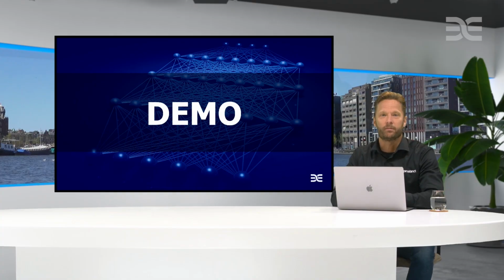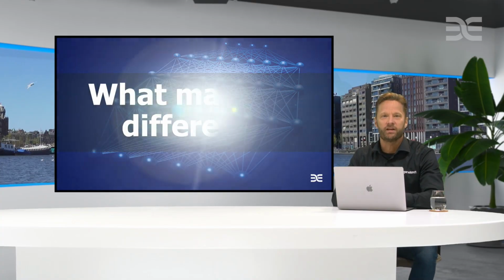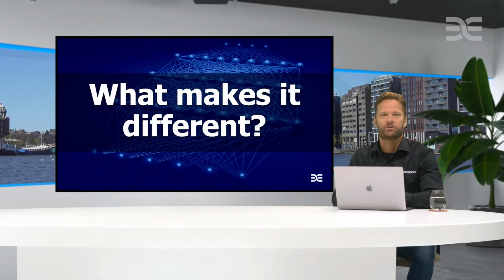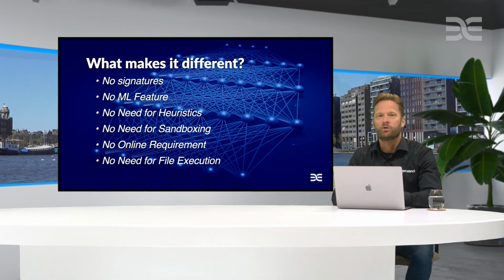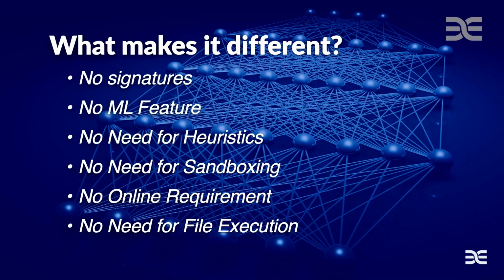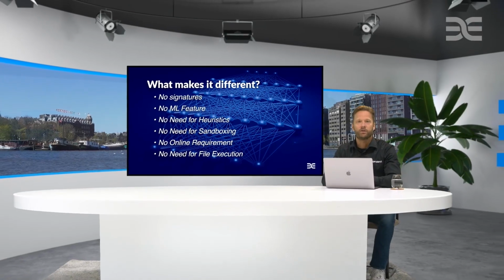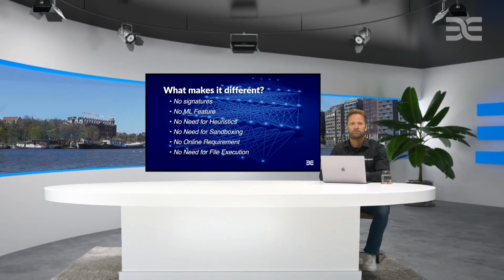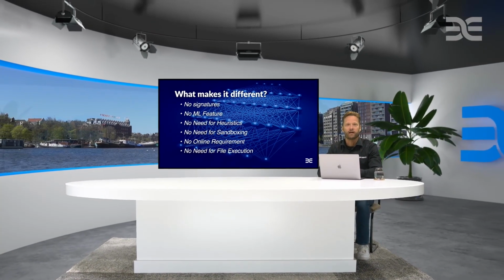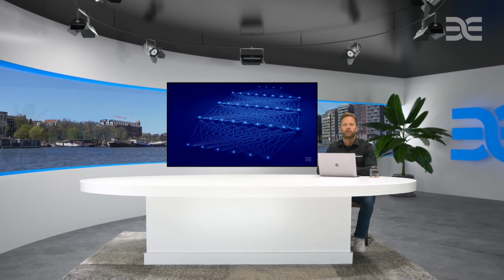This was the actual demo. So recapping, Deep Instinct offers the best prevention, pre-execution based on deep learning. So what are the benefits of using deep learning? No signatures, no machine learning feature extraction, no need for heuristics or sandboxing, and endpoints don't need an online requirement, and of course, no need for file execution.